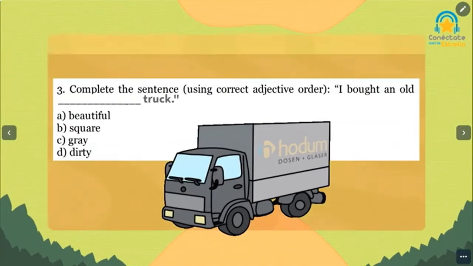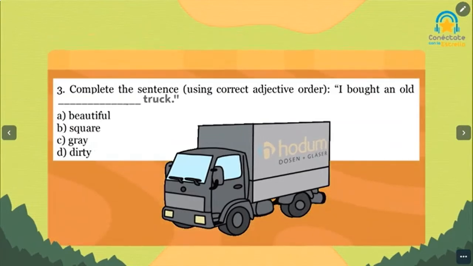Let's see the next one. Complete the sentence using the correct adjective order. I bought an old, beautiful, square, gray or dirty truck. What do you think?